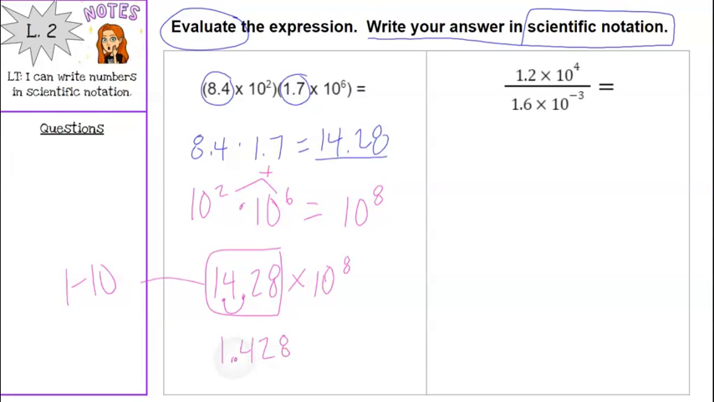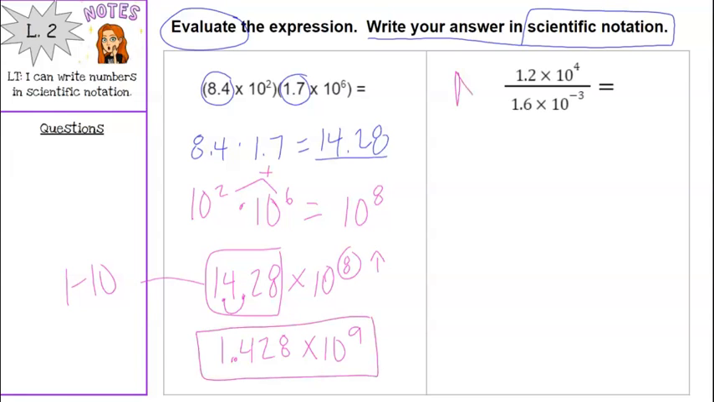So it's not going to be 1.428 times 10, but now we have to change our exponent. Our exponent gets to change. Since we made our number smaller, we're going to make our exponent bigger. 10 to the 9th power.